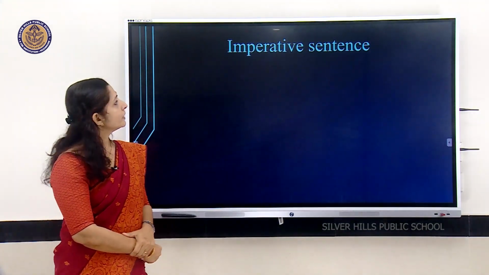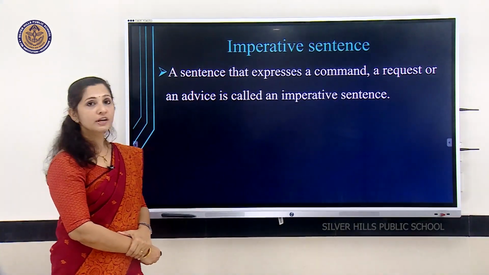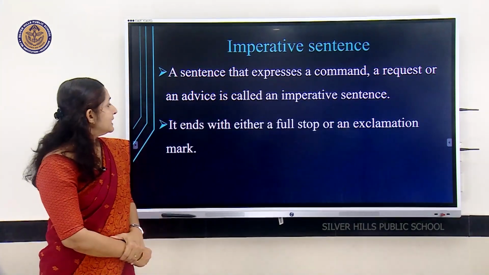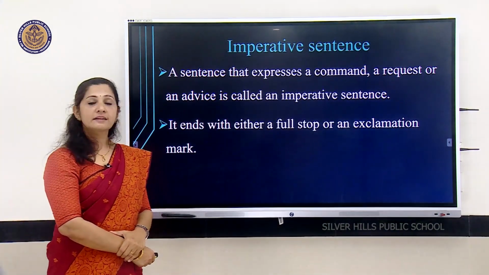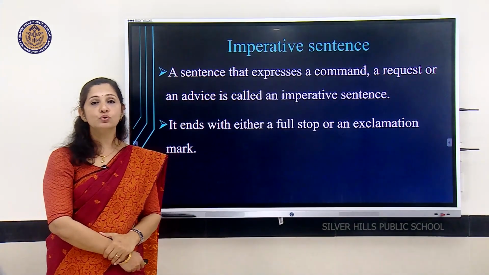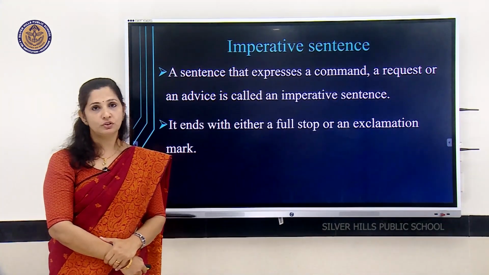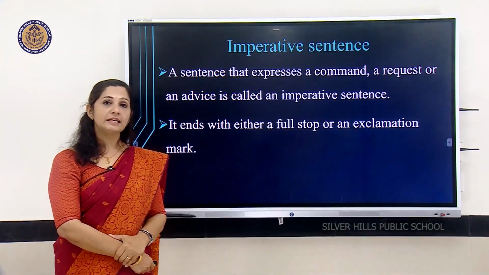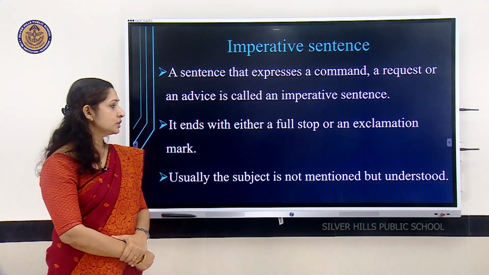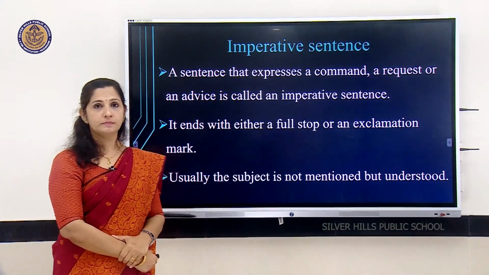Now the next type, imperative sentence. A sentence that expresses a command, a request or an advice is called an imperative sentence. It ends with either a full stop or an exclamation mark. When there is a strong emotion or feeling associated with a command or request, the sentence ends in an exclamation mark. Otherwise, the sentence ends with full stop. Usually, the subject is not mentioned in such kind of sentences, but it is understood.